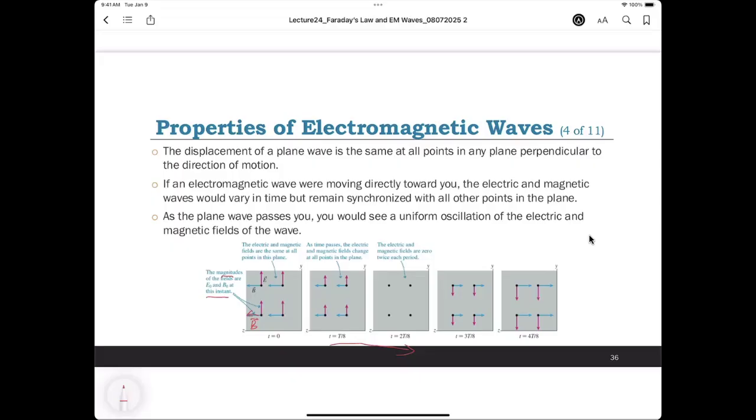As time passes, the electric and magnetic fields change at all points in the plane. The electric and magnetic fields are zero twice each period. You can see that twice each period the electric field and the magnetic field are zero, and then as time passes, they change. That makes sense to you.